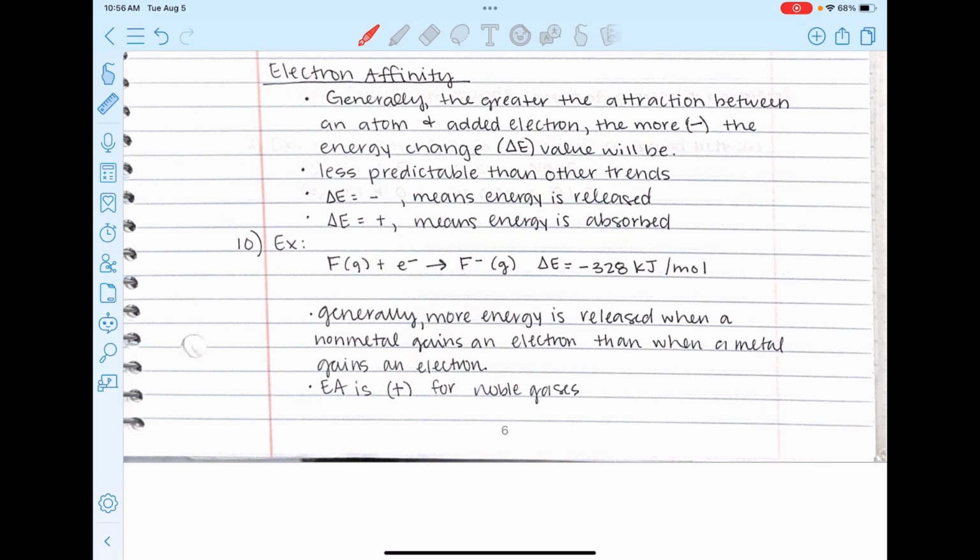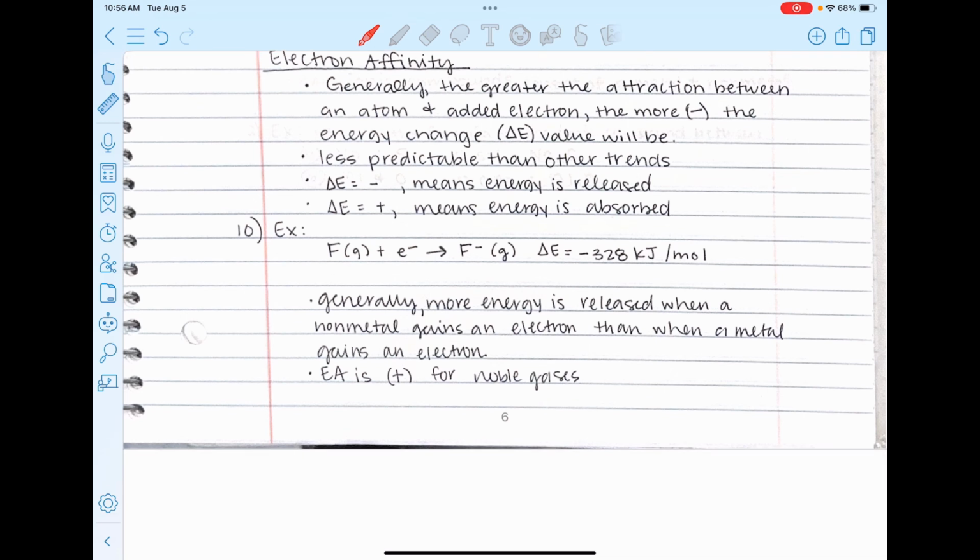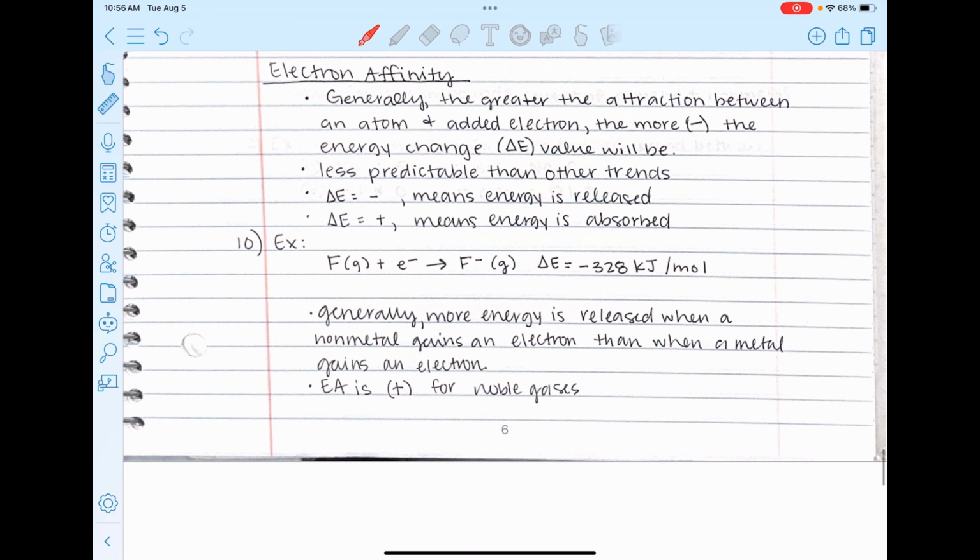This topic is electron affinity. Okay, so this one's a little tricky. Electron affinity is the most specific out of our other trends, and it's also the least consistent in trend across the periodic table. So what you need to know is that generally the greater the attraction between an atom and an added electron, the more negative the energy change value will be. So I want to remind you, electron affinity is about the energy change that occurs.